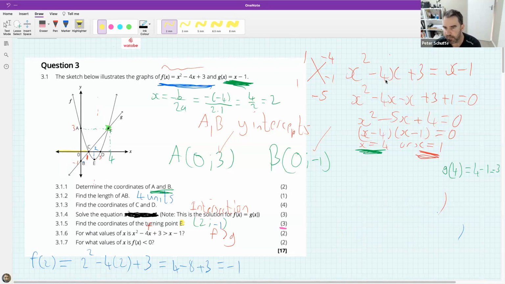So is there any other method for finding the turning point? There's 2 methods, Mesh. The one is to say the turning point will be halfway between the 2 x-intercepts to find the x value of the turning point. The other way of doing it is make sure your parabola is in standard form and then use the formula minus b over 2a.